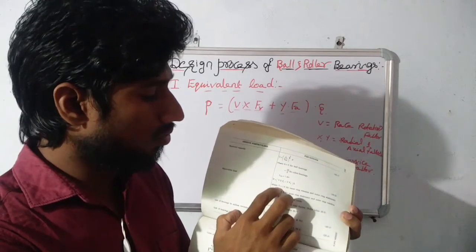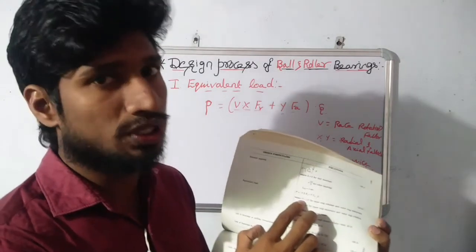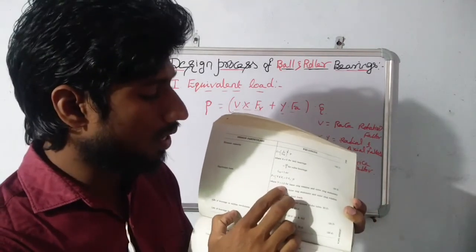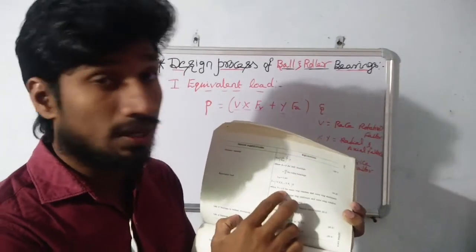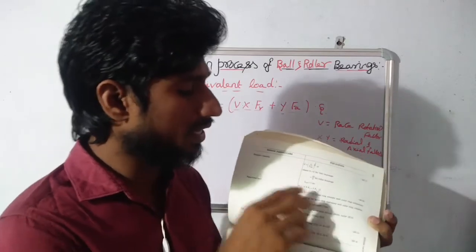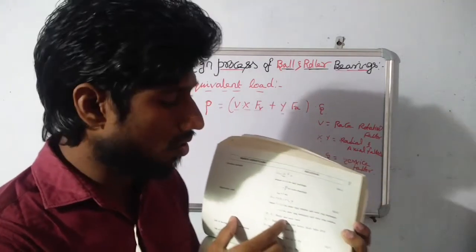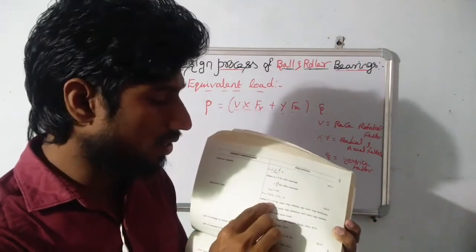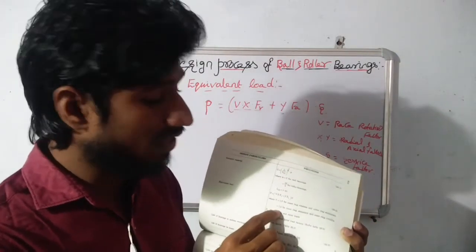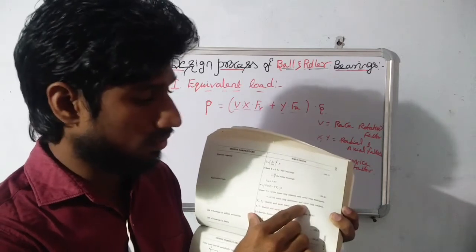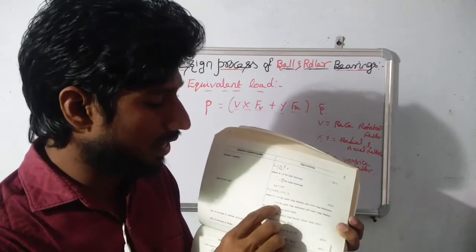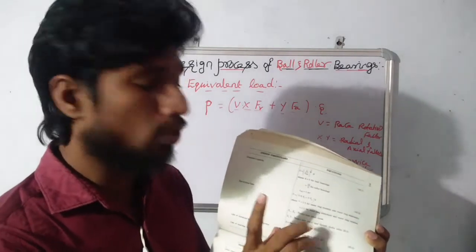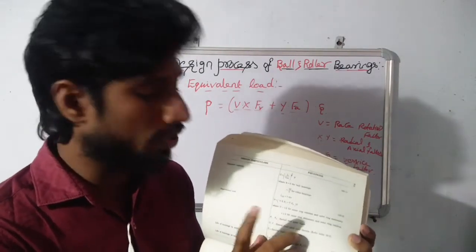We have already defined V as the race rotation factor. We consider its value as 1 from the design data book, because in the case of inner ring rotation and outer ring stationary bearings we consider 1, and in the case of inner ring stationary and outer ring rotating we consider the race rotation factor as 1.2. This is about the race rotation factor.